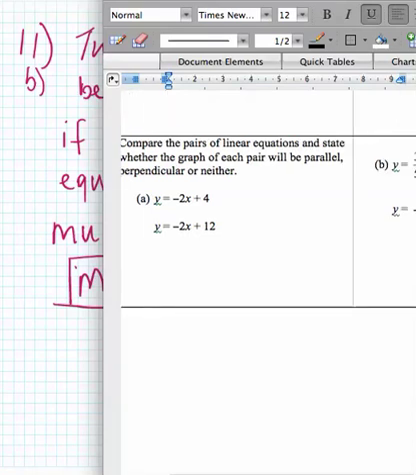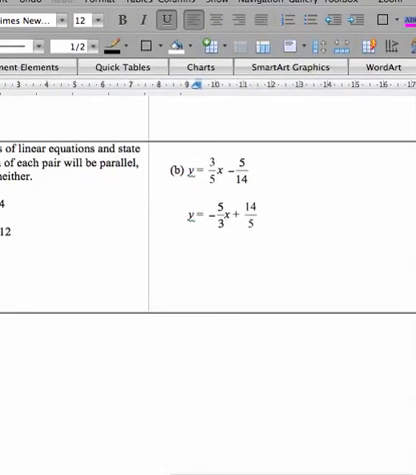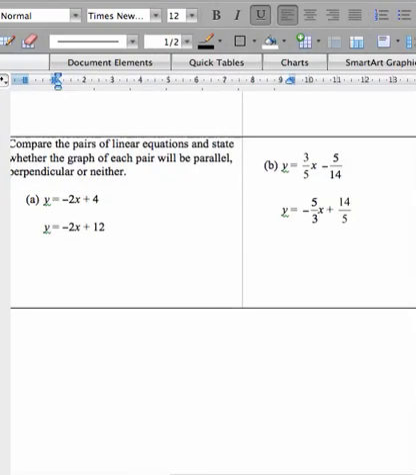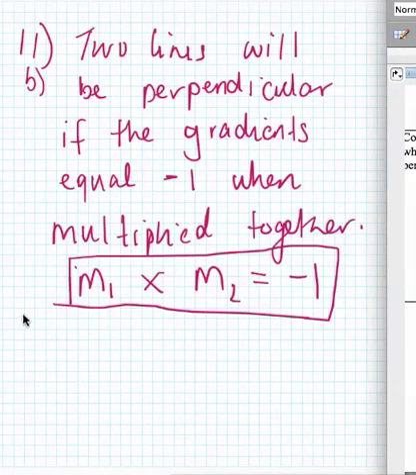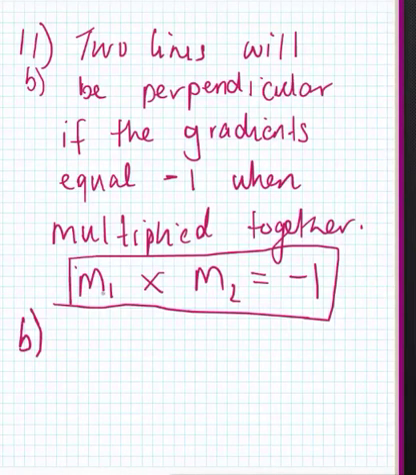If I go to B, my two equations for B, I've got 3/5 and then a -5/3. Now, my first clue is that one's a positive and one's a negative, which means if I multiply these two gradients together, I'll get a negative. So far I'm on the right track. So for B, I'm going to get gradient 1, which is 3/5, times gradient 2, which is -5/3, and let's see what it gives me.